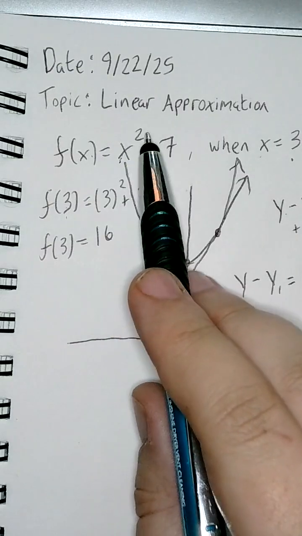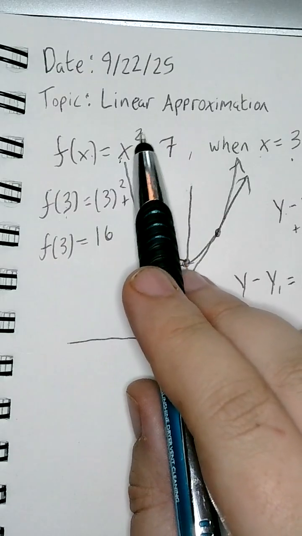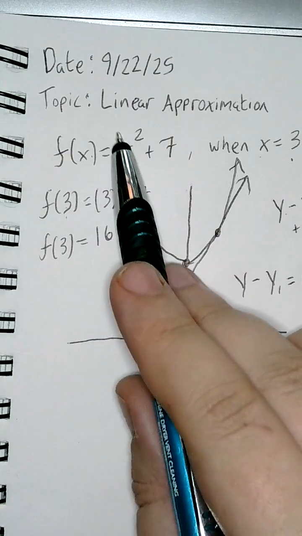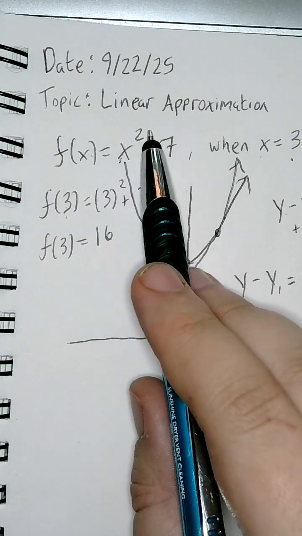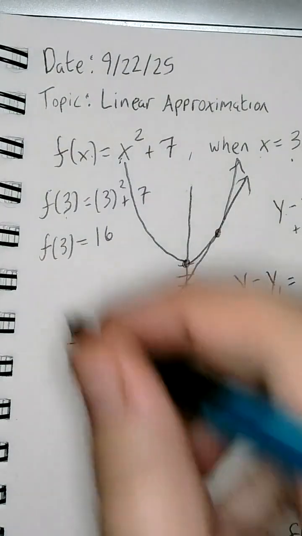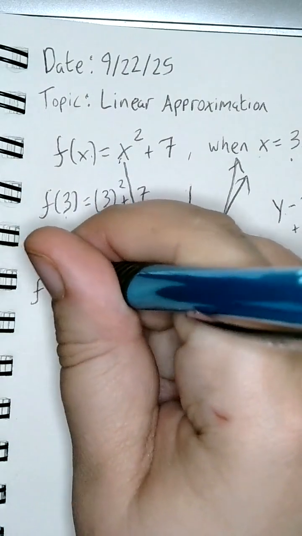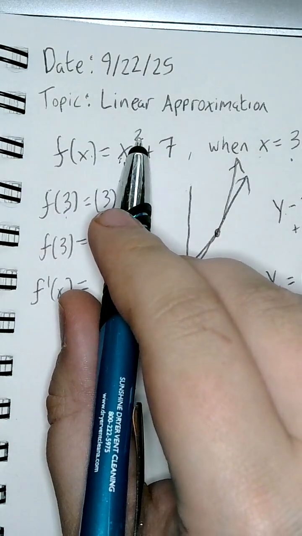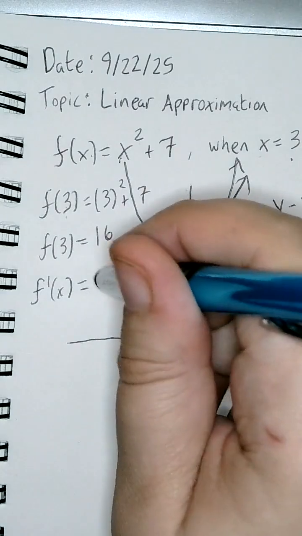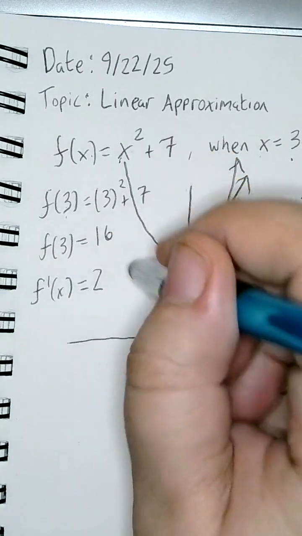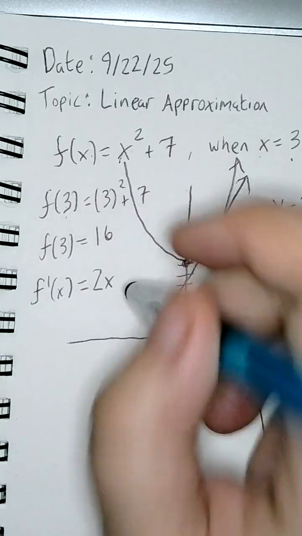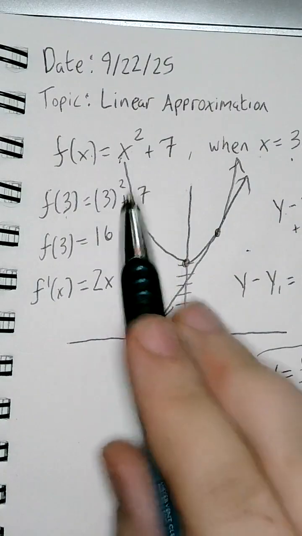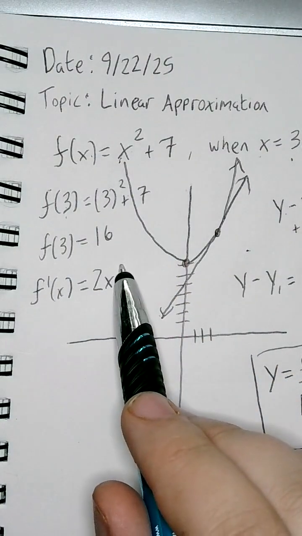If I have a variable raised to a power, its derivative is I'm going to take this exponent, move it out front, multiply by whatever coefficient's in front, and subtract 1 from the exponent. So f prime of x is equal to 2, x to the 2 minus 1, which is 1. And remember that a variable without an exponent is the same as that variable raised to the first power.